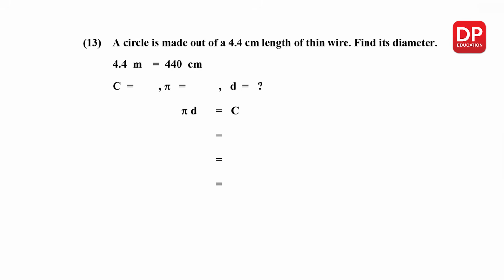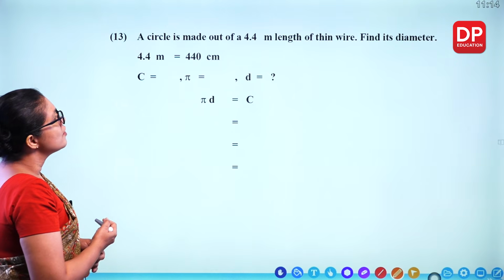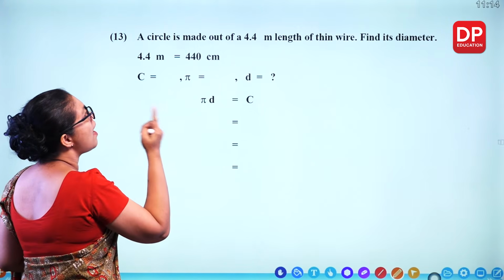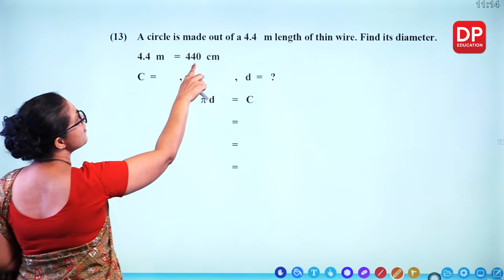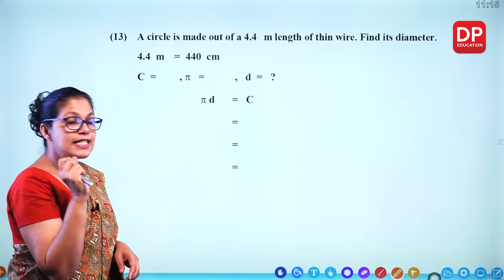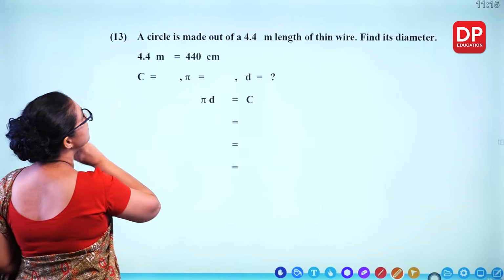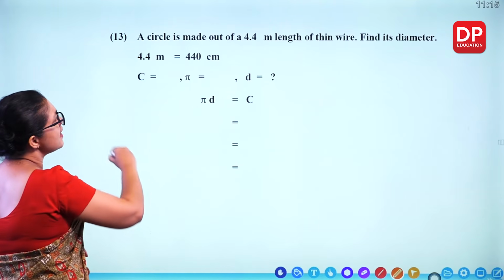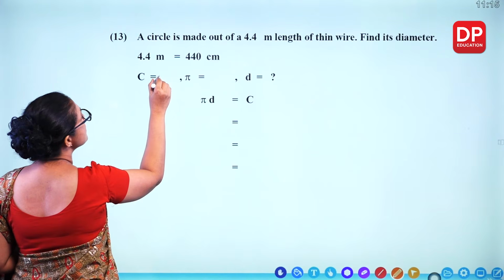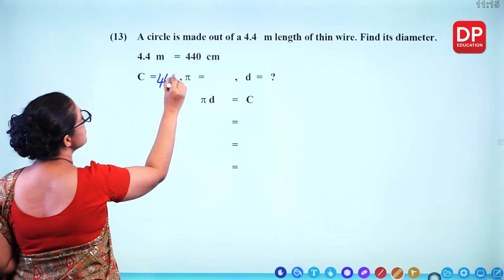A circle is made out of a 4.4 meter length of thin wire. Find its diameter. So here this is given in meters. When you multiply by 100, what do you get? 440 centimeters. Now they are asked to find out the diameter. So what's C? C is the outer length. That's the circumference. So that's 440 centimeters.